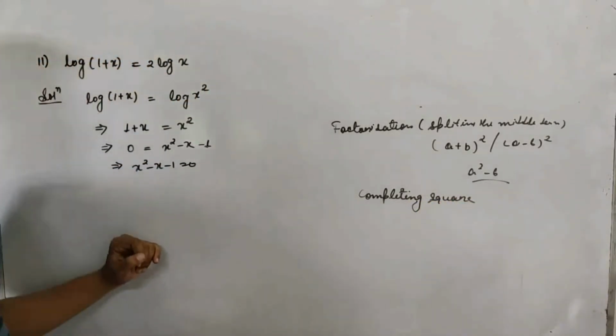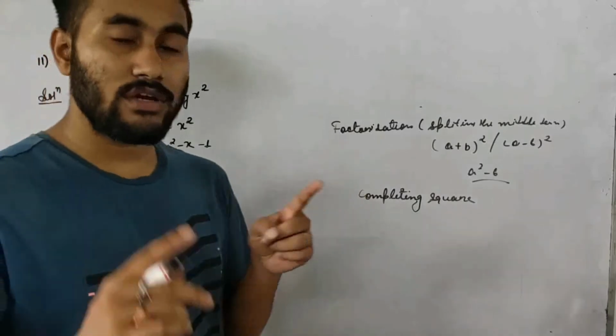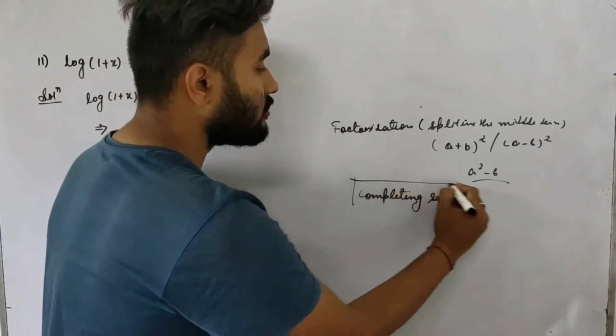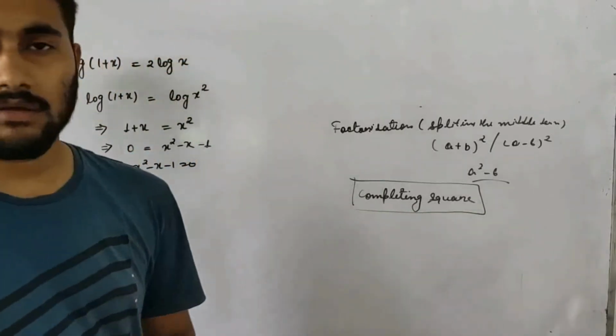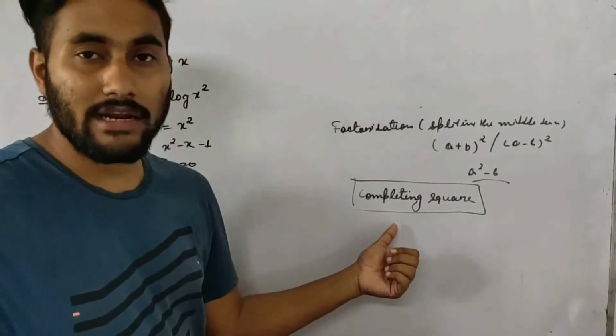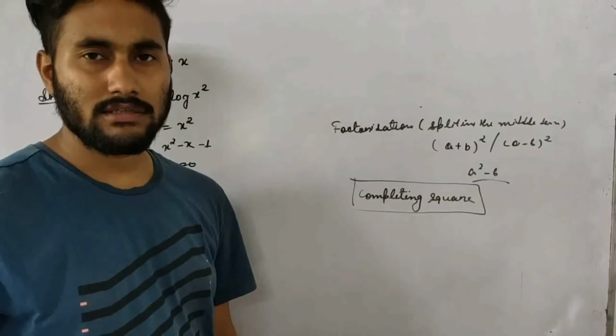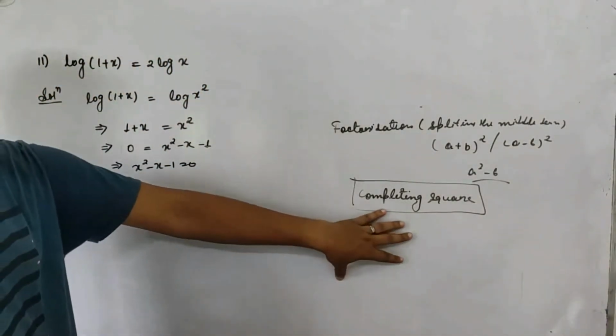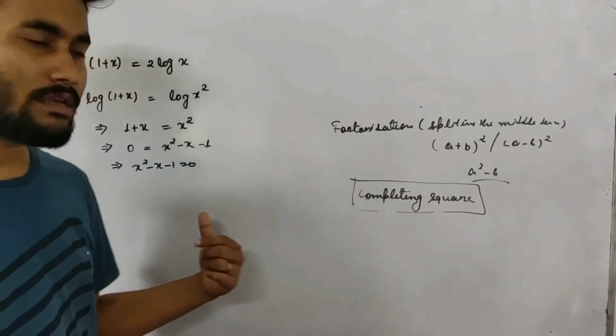For that, there is a method known as completing the square, which you will get in class 10 general mathematics. But I will show you this method in advanced mathematics. In class 9 advanced mathematics, you will get this method, maybe in some other exercises. But now, what method will I use? Will I use this method? Yes, I can use this method. It is applicable over here.